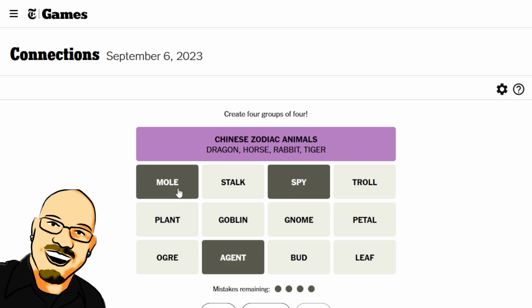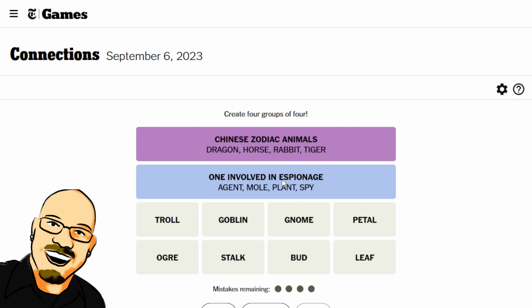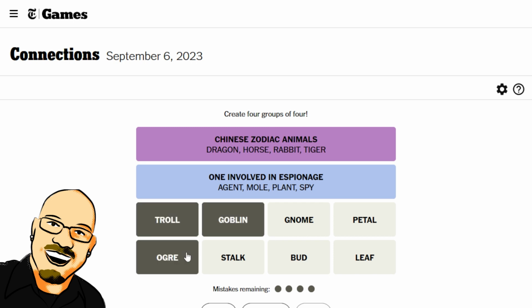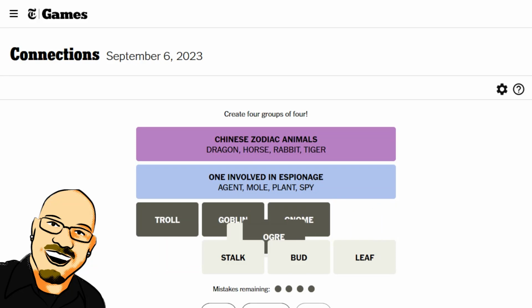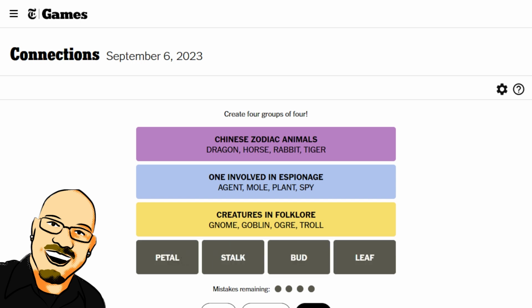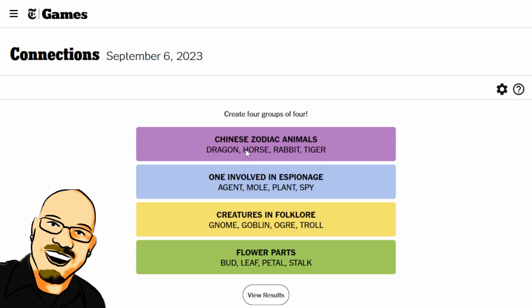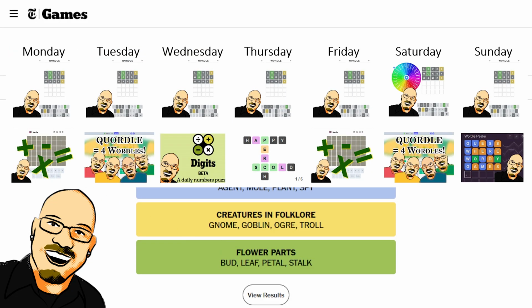All right, we also have spy, agent, mole, plant. One involved in espionage, I guess it's synonyms for spy. Troll, goblin, ogre, gnome for fantasy creatures, folklore creatures. Petal, stalk, bud, and leaf, all being parts of flowers and the only remaining words. So a perfect run on that one. Much easier than some of the other ones. These can get incredibly difficult. Sometimes they're nice and easy, sometimes they are very hard. So this is definitely an easier one.